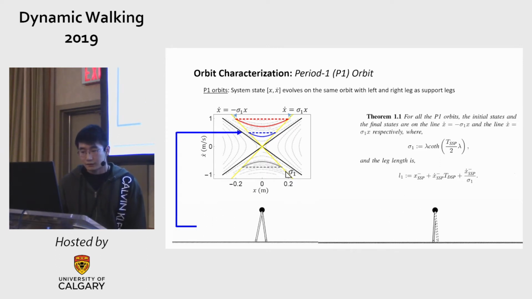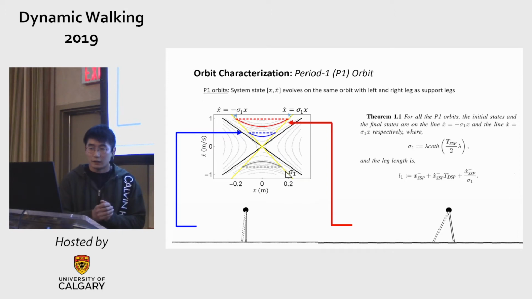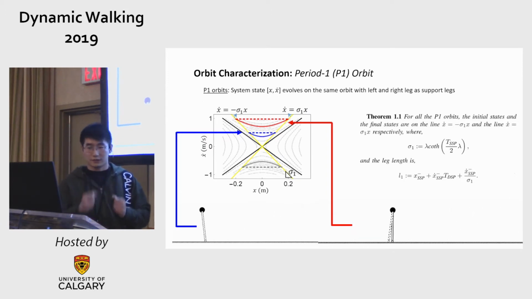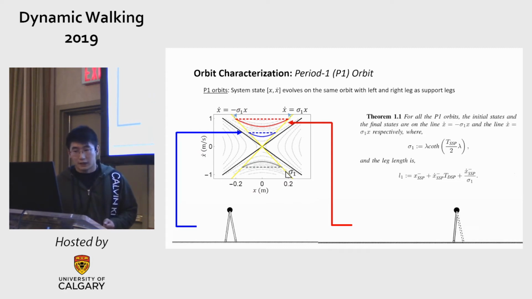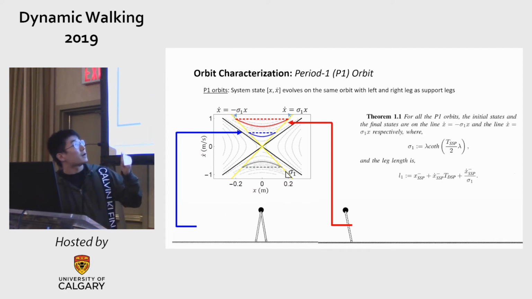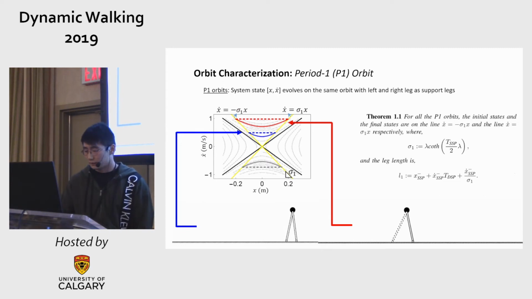For example, the left one is the blue orbit, and the right one is a red orbit. So each orbit has its own desired velocity. Given a desired velocity, you will find a unique P1 orbit. And you can imagine the green one will be walking backwards, right?